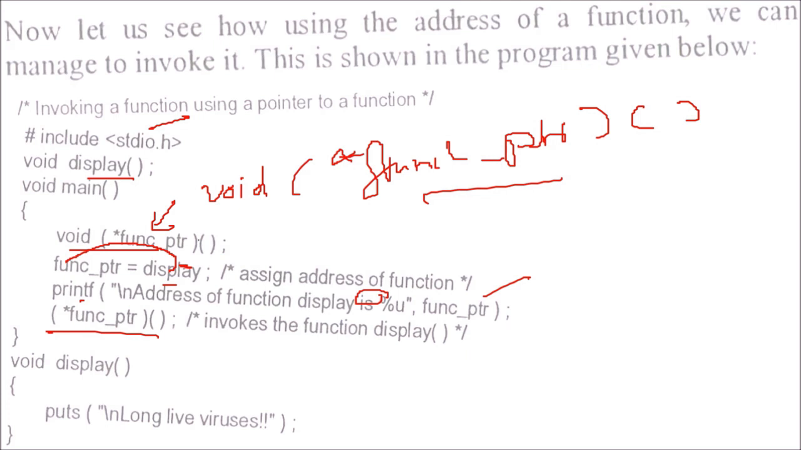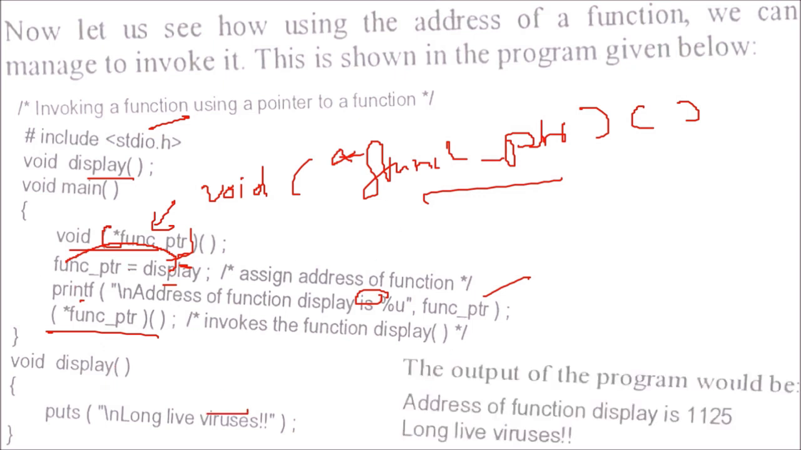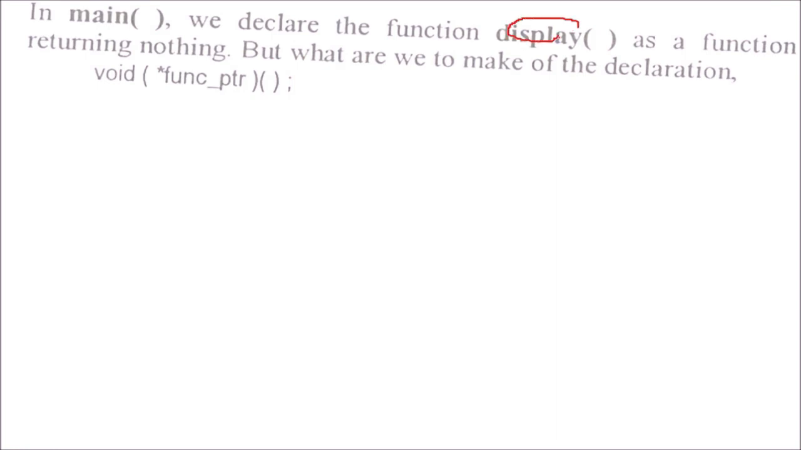Similar. The only thing which remains for us to understand is why we are giving it inside a round bracket. Otherwise, things remain exactly the same, and the display function is going to display like this. This is a sample run of this program. As you see, we are able to invoke the function also using this address of a function. So we declared the function display as a function which is returning nothing. In main, we have declared the function pointer, which is returning nothing.